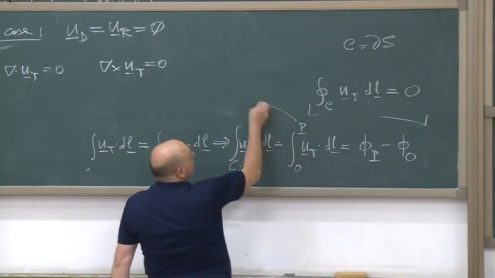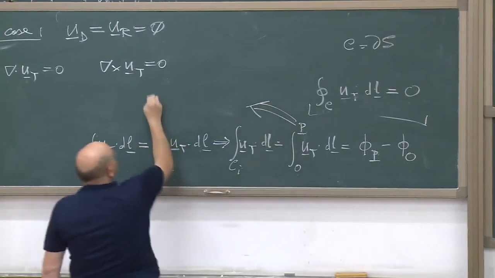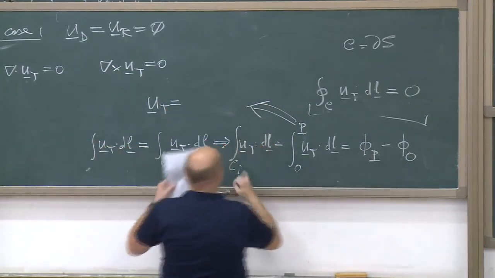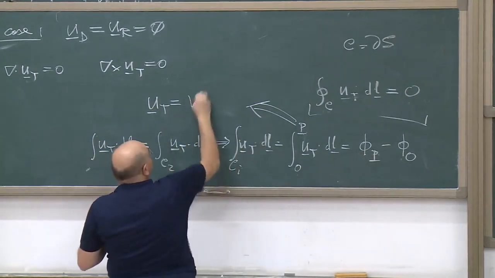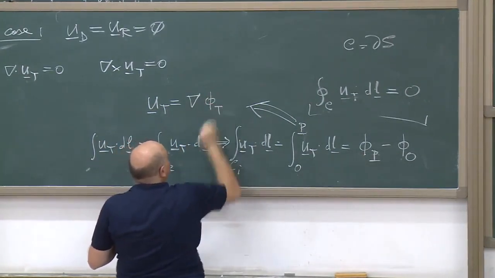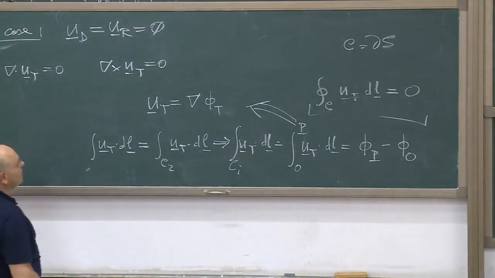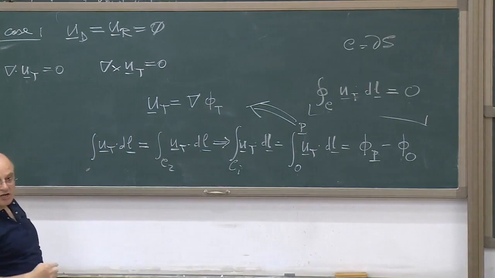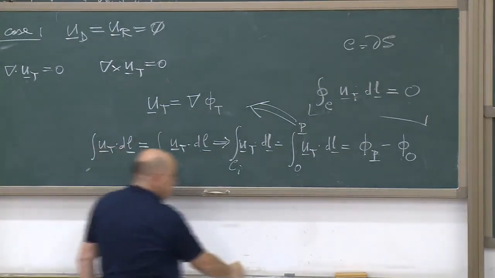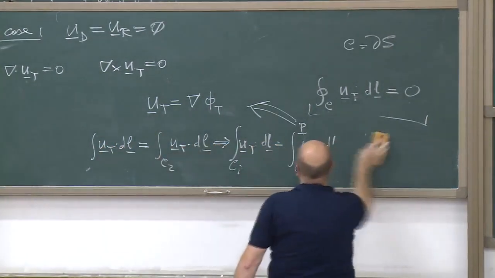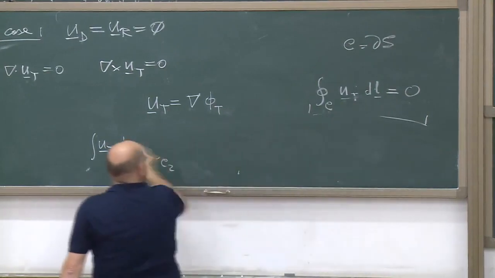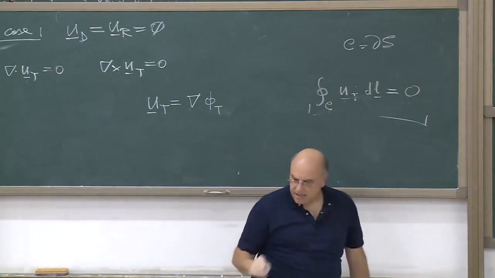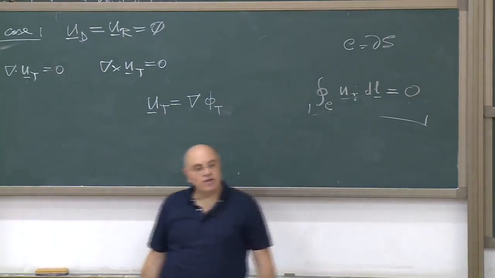From here, I can say that u·dl can be written as the gradient of a function, grad phi. Let me put a t, okay? So grad phi is the kinematic potential for the velocity u. Now, I do all this. It's fine, but let's focus, just point out one thing.